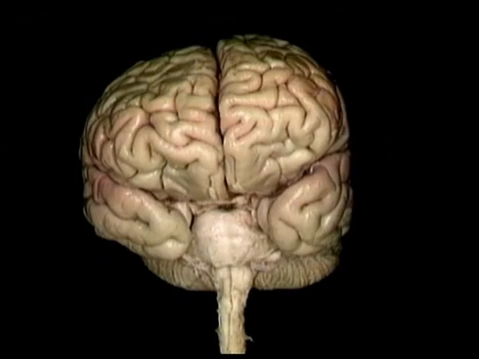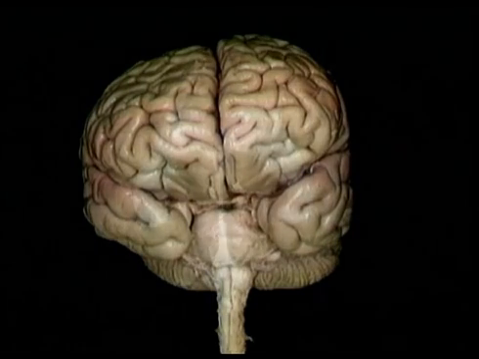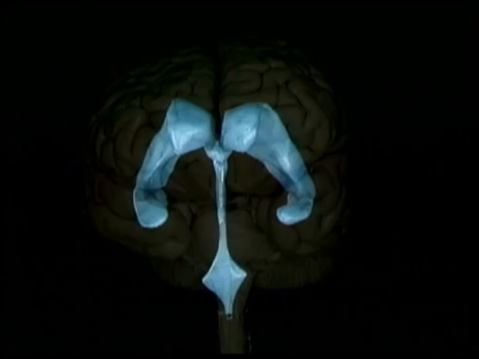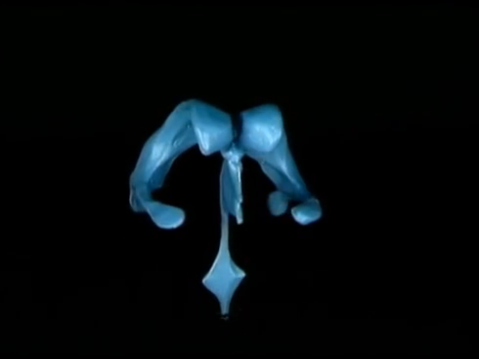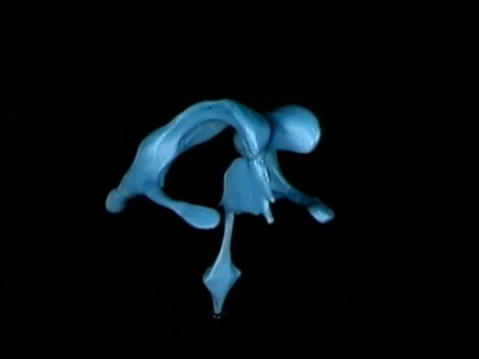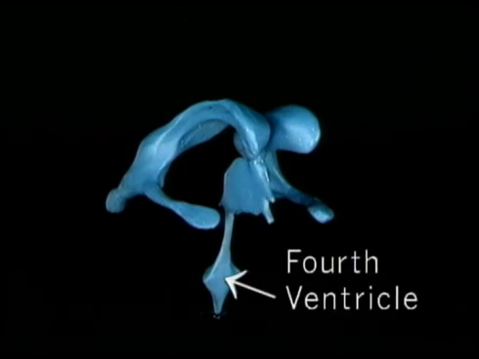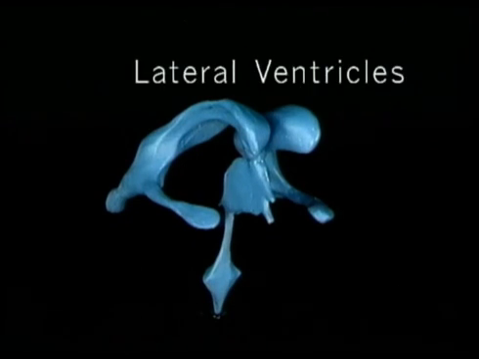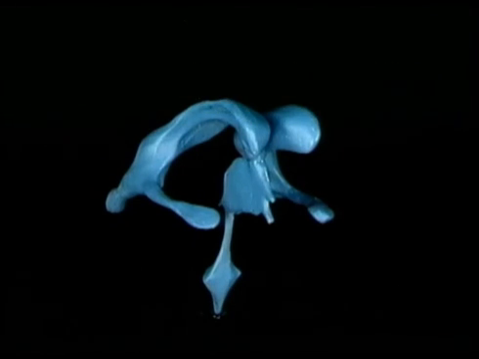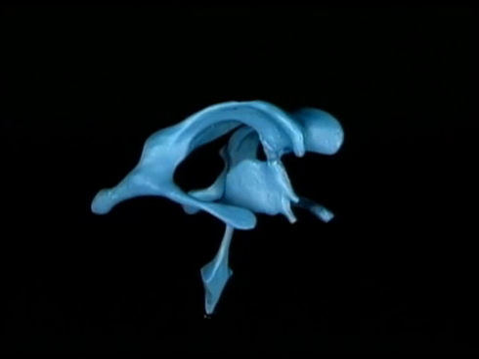We'll look at the main external features of the brain and also at the cavities within it, the ventricles. This model shows the shape of the ventricular system. It's formed by two small cavities in the midline, the third ventricle and the fourth ventricle, and two much larger cavities, the lateral ventricles, which connect to the third ventricle here.